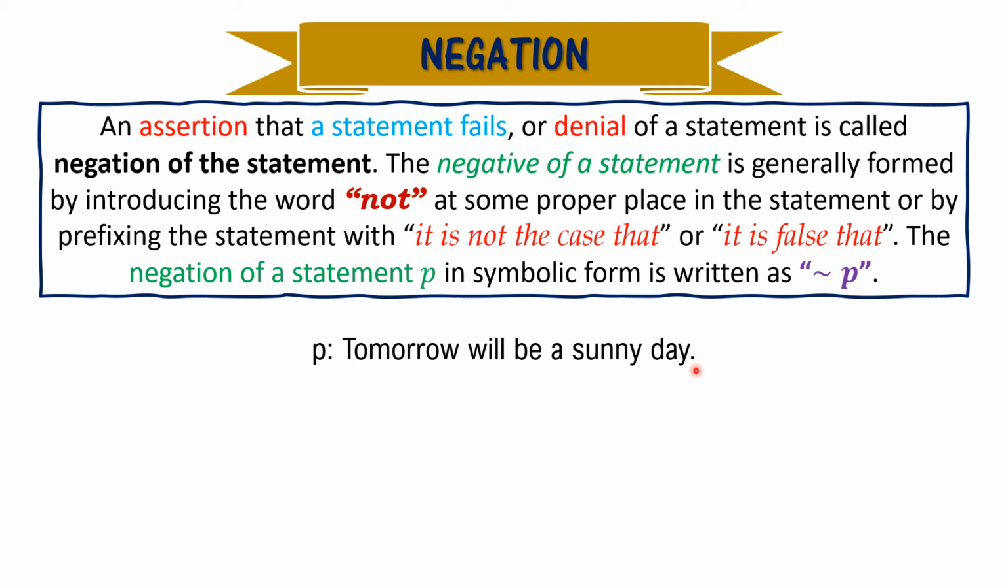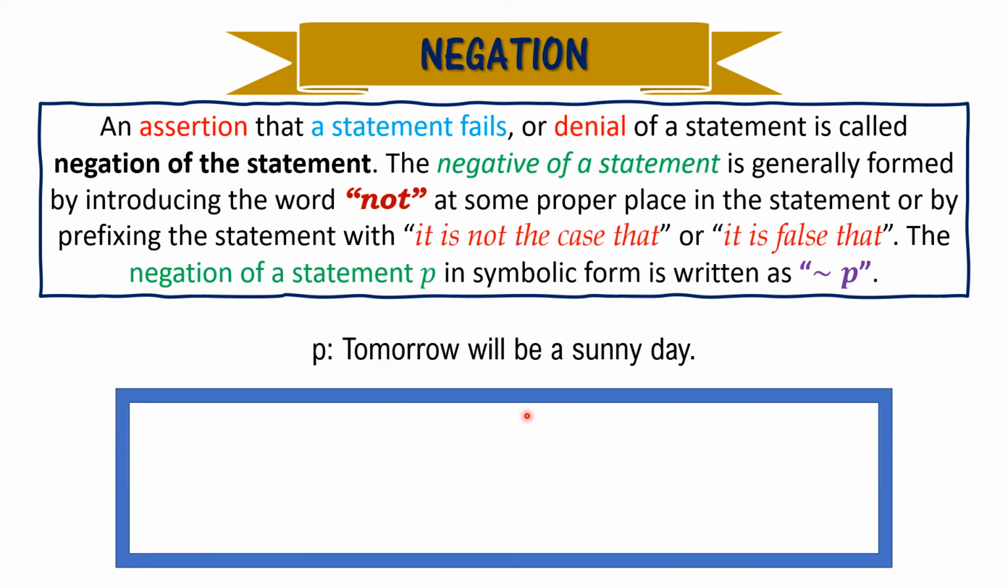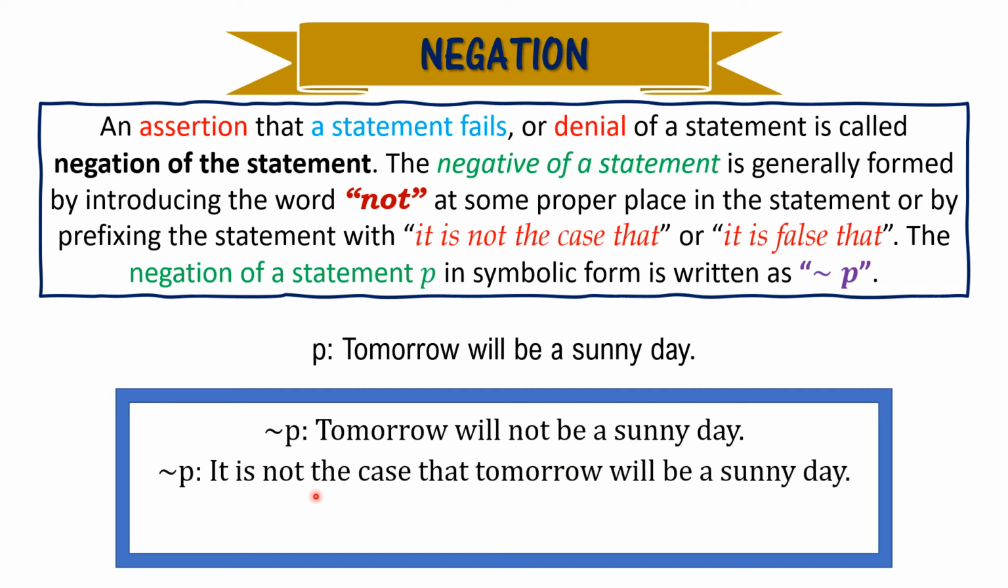So how can we convert this statement into a negation? We have three ways: by using not, by using it is not the case that, and by using it is false that. First one, by using not: tomorrow will not be a sunny day. We use here the word not, so we place the word not between will and be. The next solution would be: it is not the case that tomorrow will be a sunny day.